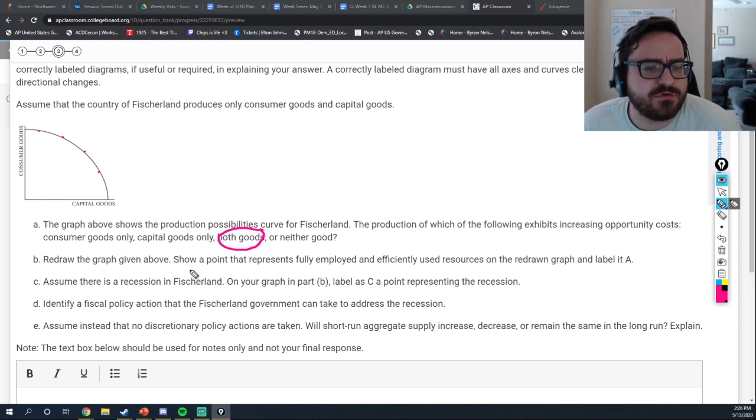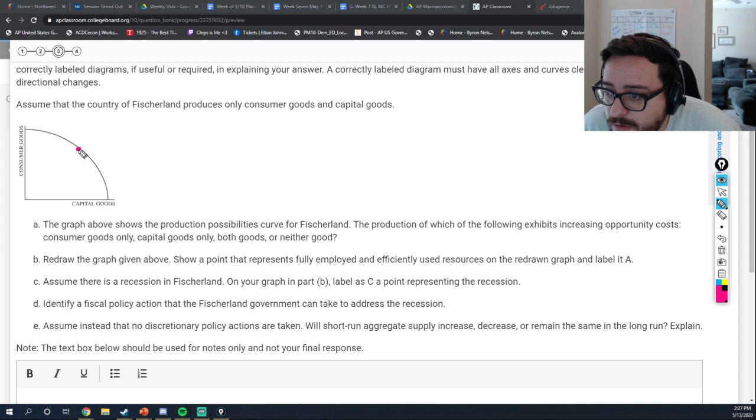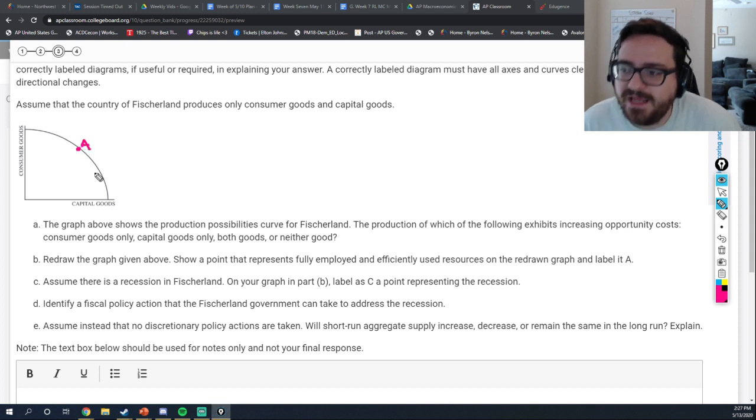Okay, redraw the graph given above, show a point that represents full employment and efficiently used resources and label it A. I'm just going to use the graph that I already have here. Yeah, point A. Assume that there is a recession in Fisherland. On your graph in part B, label as C a point representing the recession.